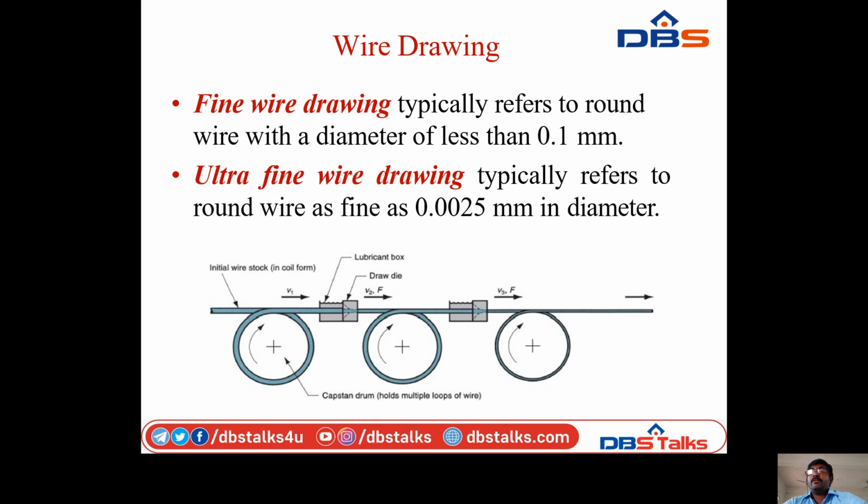So wire drawing may be divided into two types: fine wire drawing and ultra fine wire drawing. Fine wire drawing typically refers to round wire with a diameter of less than 0.1 mm. Ultra fine wire drawing refers to round wires as fine as 0.0025 mm in diameter.